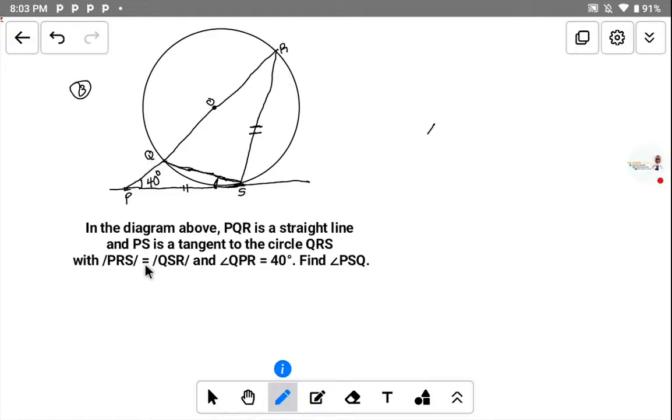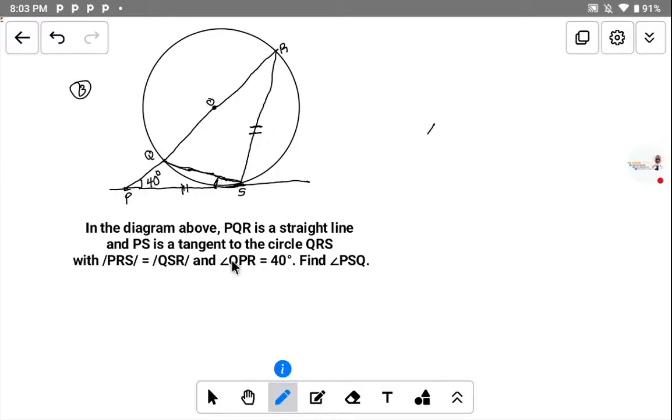Now the side PS is equal to the side RS here. You can see the symbol. If you see a symbol like this, it means that this side and this side are equal to each other.